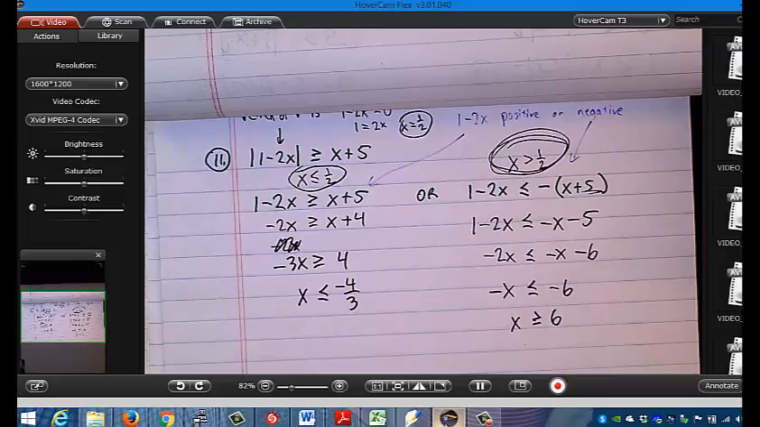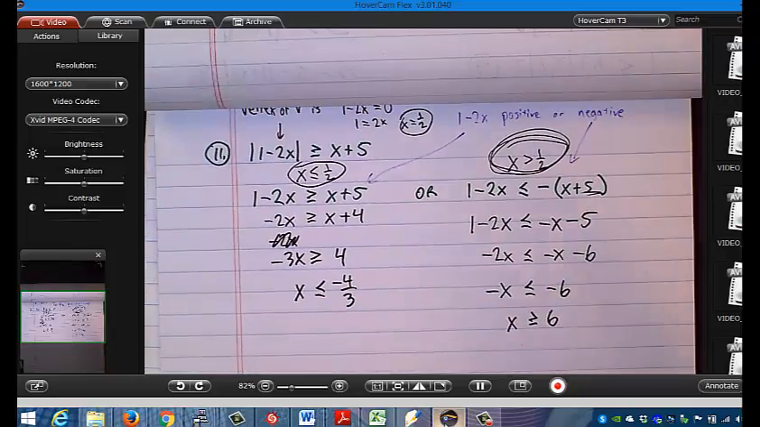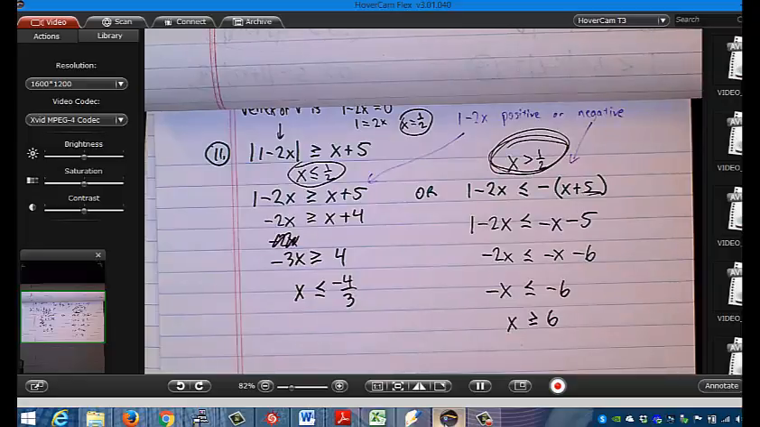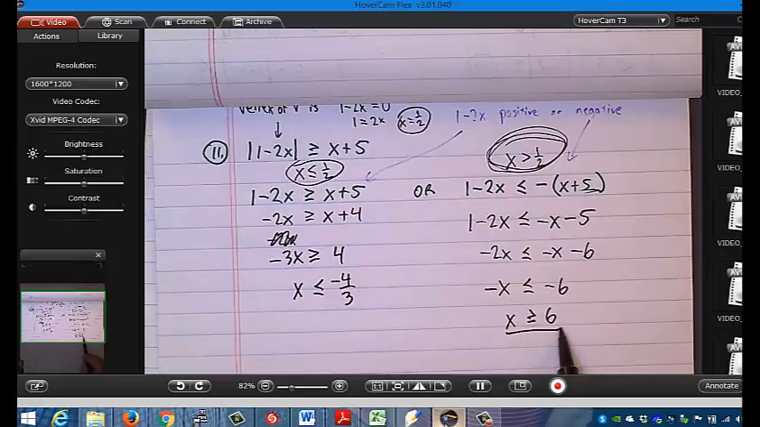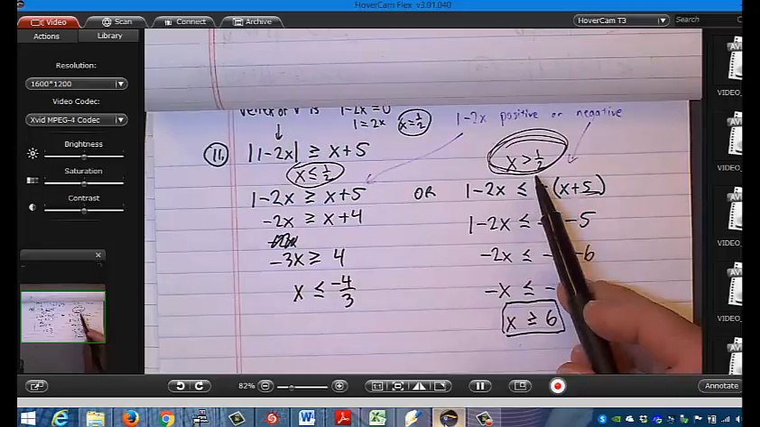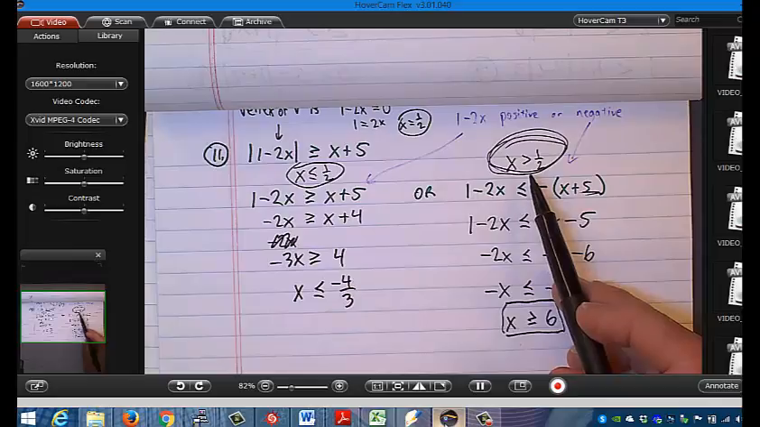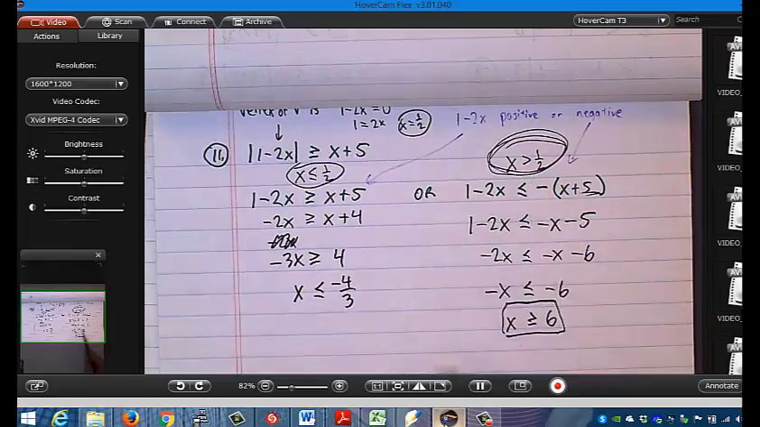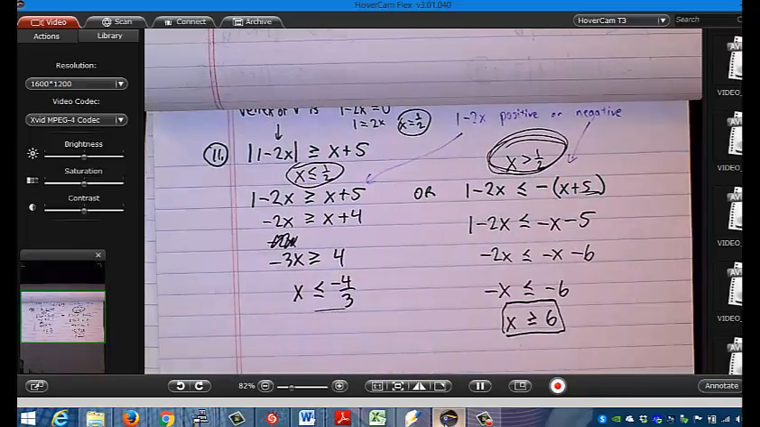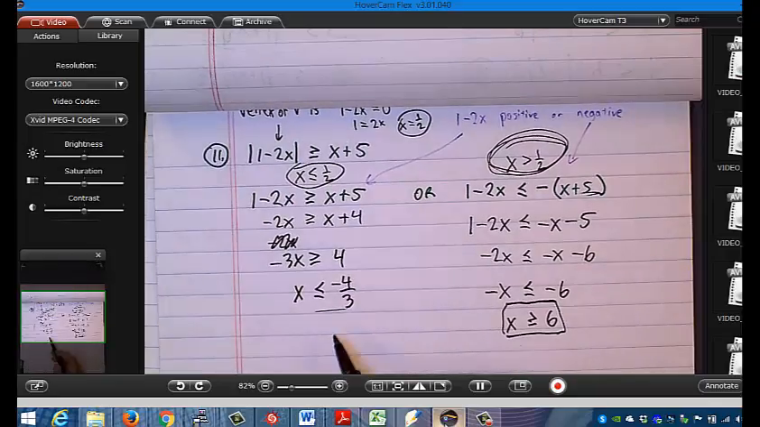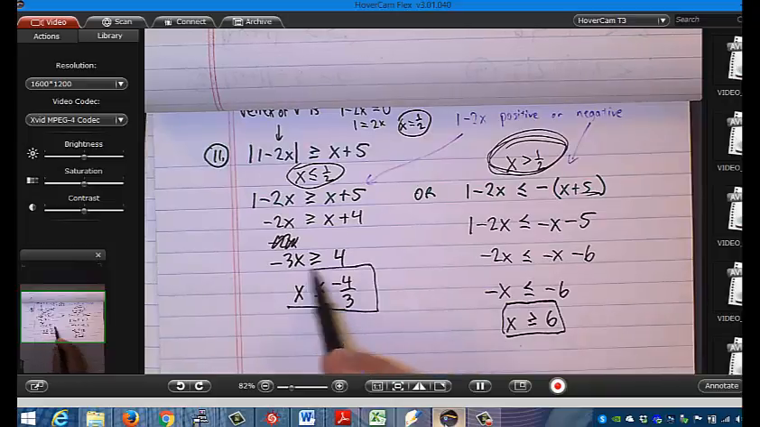Okay, so I guess my point is not made by problem 11. Sometimes, if this says x is greater than or equal to 6, you want to check, are all those solutions bigger than a half? Because if not, you may not have any solutions. Are these numbers all less than or equal to positive 1/2? Well, yeah, you have a negative 4/3. So these are all solutions.